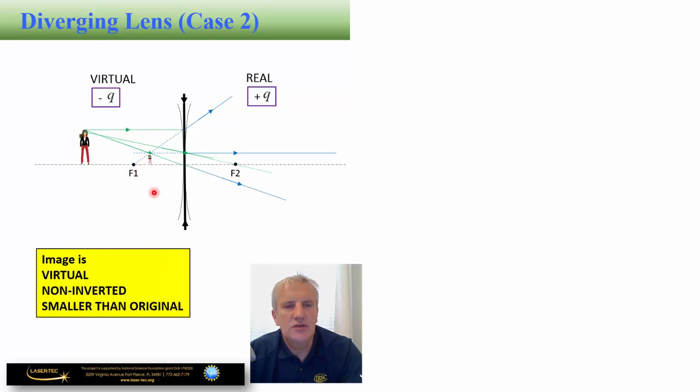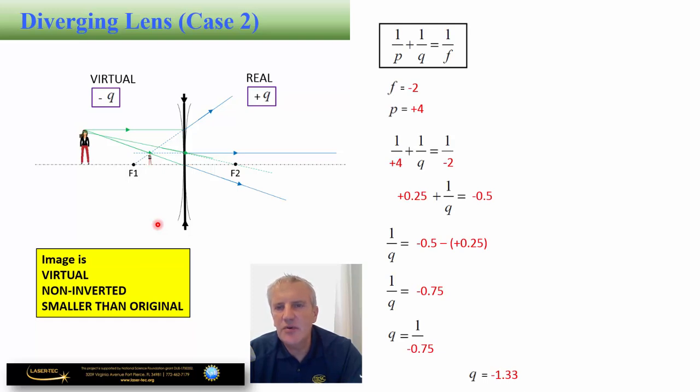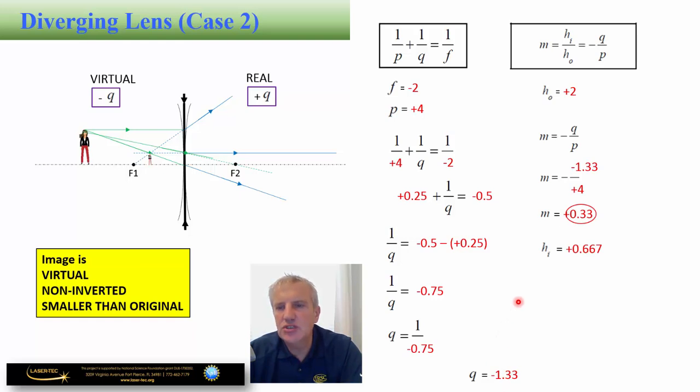The image is virtual because it's positioned on the left side relative to the lens. It's non-inverted because it's on the same side of the optical axis as the original, and also it can be observed that it is smaller than the original. And finally, here's the analytical approach. In this case, again, focal length is going to be negative. The distance of the original to the lens is plus 4. We're doing the math here and getting for Q minus 1.33. And then using the magnification formula to come up with the value of the magnification of being plus 0.33.